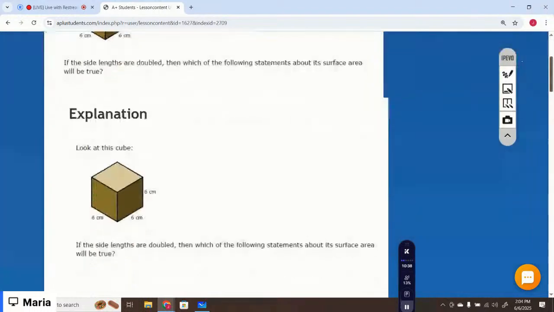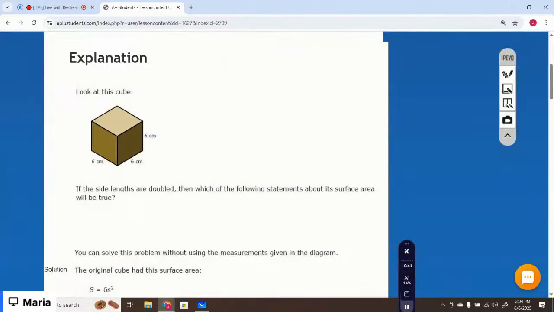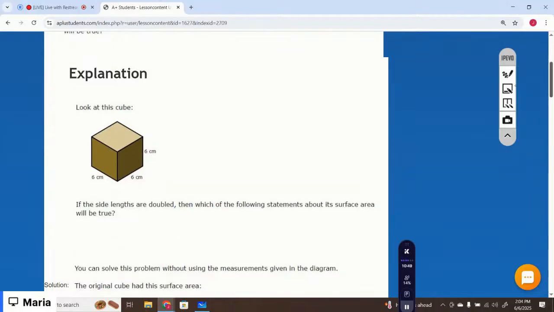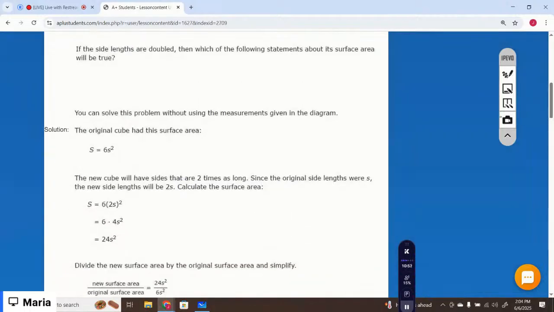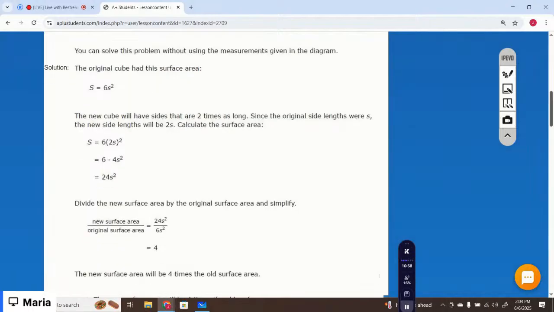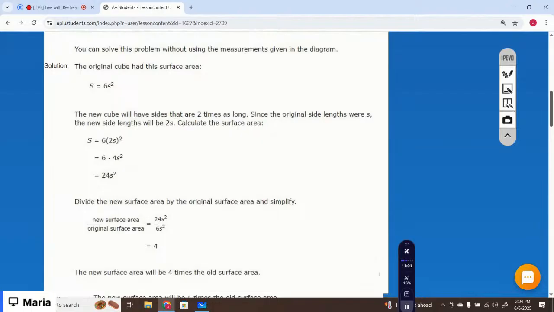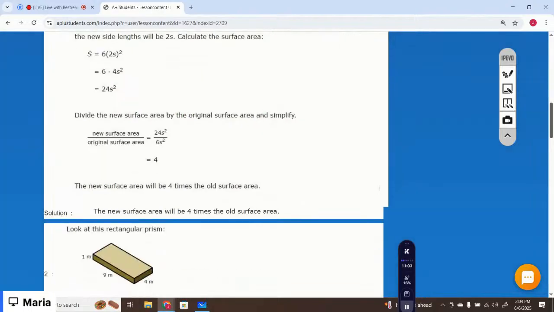So you need to calculate the surface area. The surface area of the cube is 6 times s squared, right? So if the sides are doubled, then s becomes 2s. So (2s) squared equals 4s squared. 4s squared times 6 is 24s squared. The new surface area is 24s squared divided by 6s squared, so that equals 4. That means the new surface area will be 4 times the old surface area.